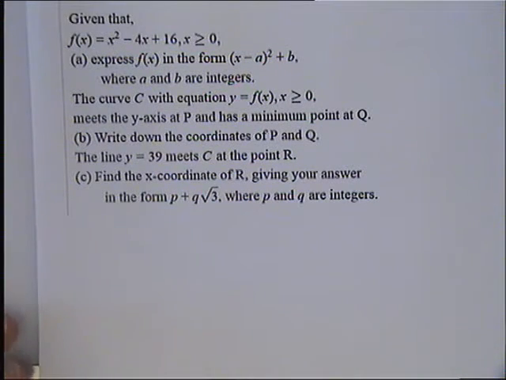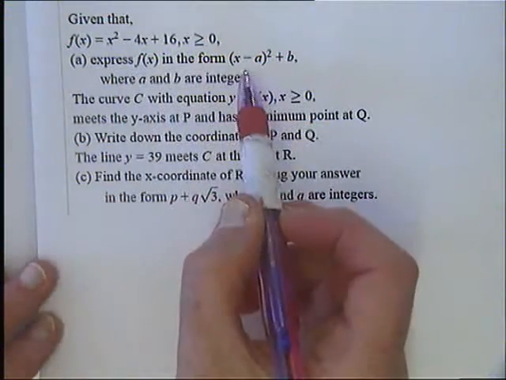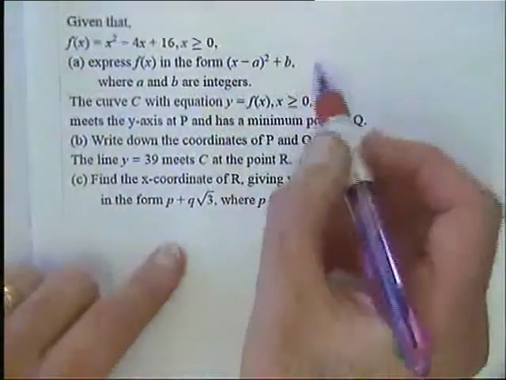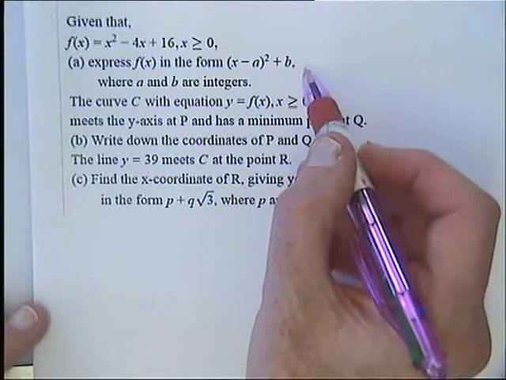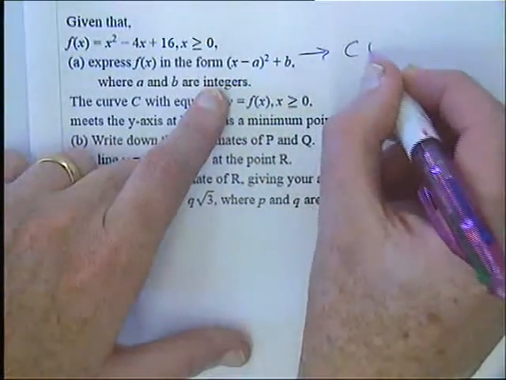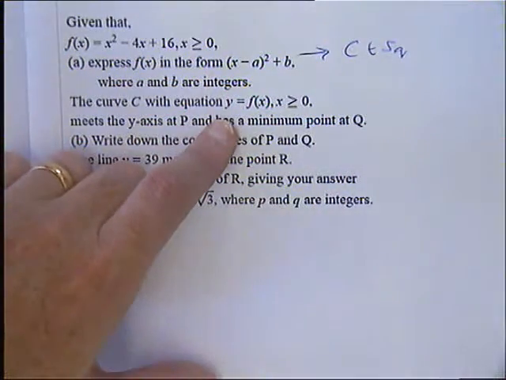So, first question we're looking at now. If you see this bit here, express it in the form of x minus a all squared plus b, what do you think it's telling you to do up here? Anybody? Complete the square, yeah. That is telling you that you are being asked to do the completing the square thing.